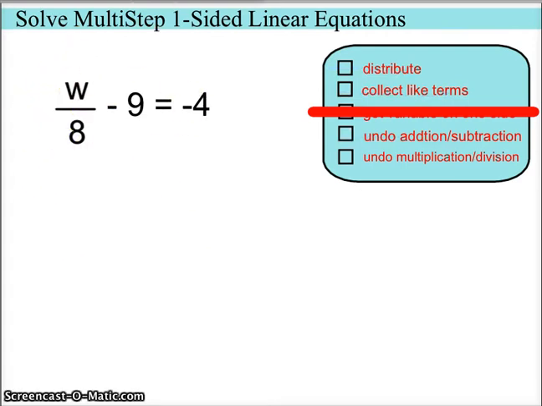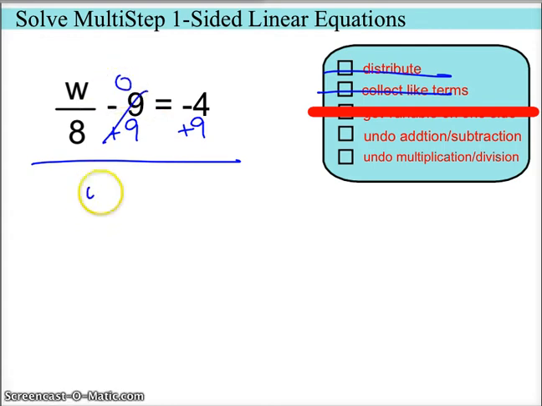This one, we see there's no groups, so there's nothing to distribute. There are no like terms, so there's nothing to collect. Right here, we have addition or subtraction. We have a subtraction by 9, so I'm going to add 9 to undo that, plus 9 to both sides. Negative 9 plus 9 makes a 0, so we're left with w divided by 8 equaling negative 4 plus 9, which gives us a positive 5.